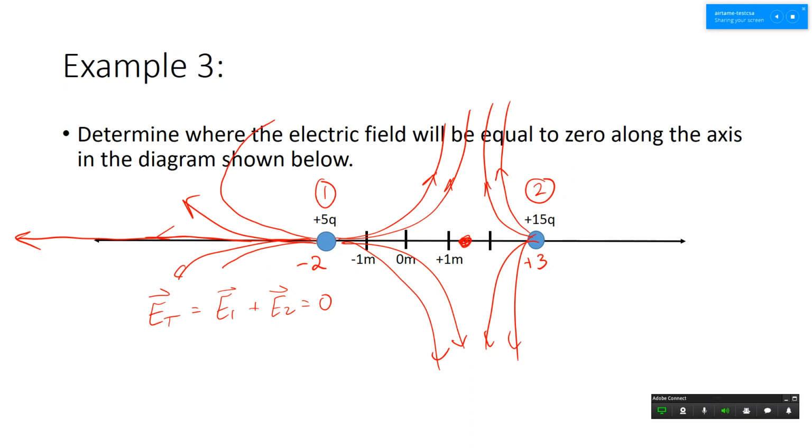Okay, so let's solve for this. That means we need to find the individual electric field for each and make it equal to 0. So it's going to be K multiplied by plus 5Q divided by now the distance. So now the distance is going to be somewhere to the right of -2. So I would say that it's going to be -2 plus some distance x, squared.